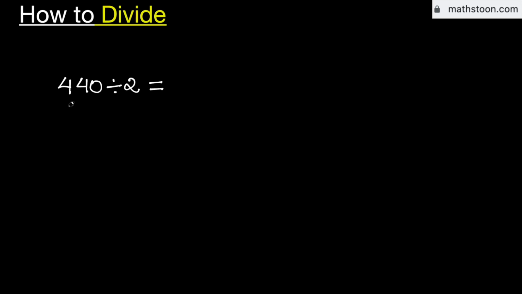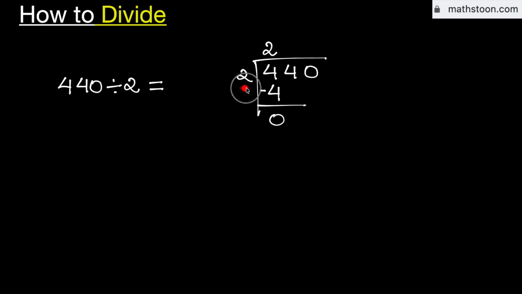Let's learn how to divide 440 by 2 using the long division method. Consider the first digit 4. We know that 2 times 2 is 4. Subtract, we get 0. Now this 0 is less than 2.